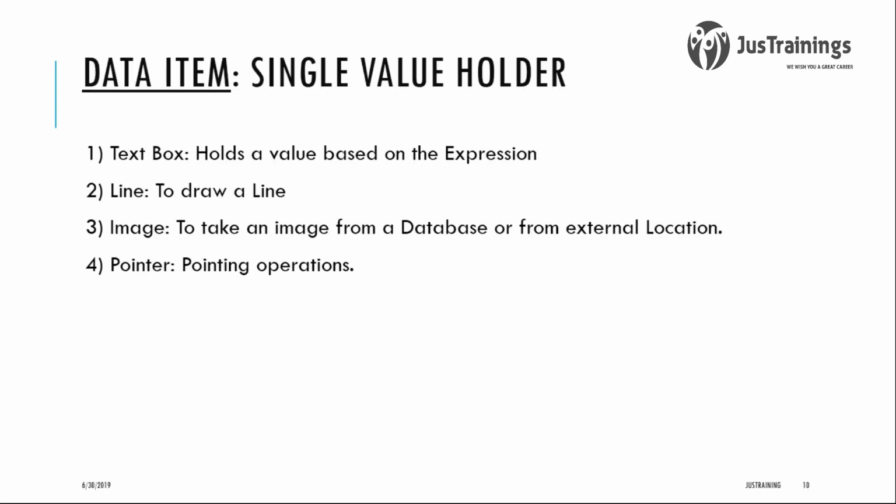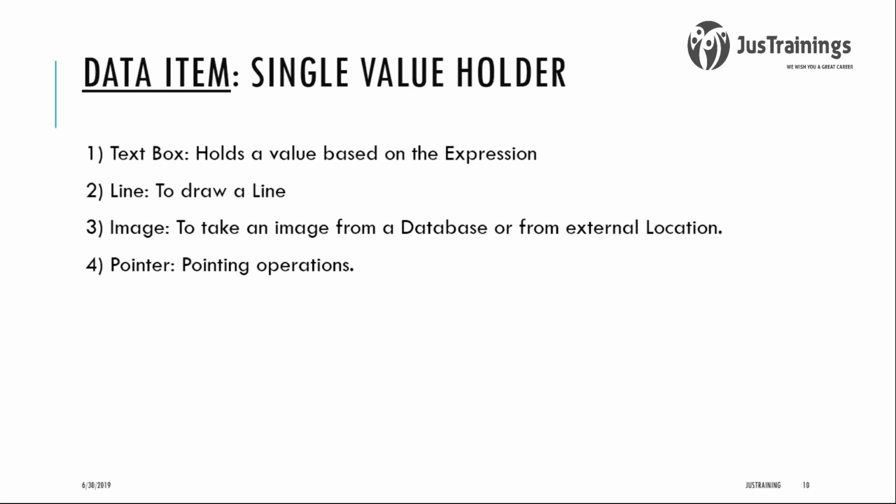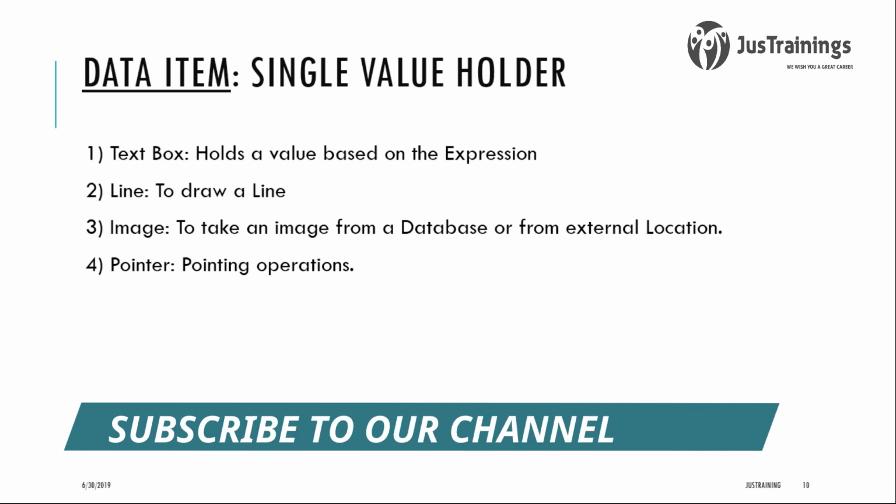Data items, so this is like a single value folder. The previous report items are multi-value folders, and this is like a single value folder. It's a single object. Okay, text box, line, image, pointer. These are like single value folders.